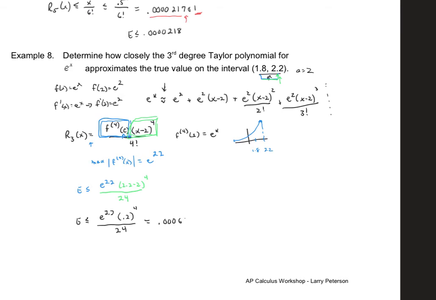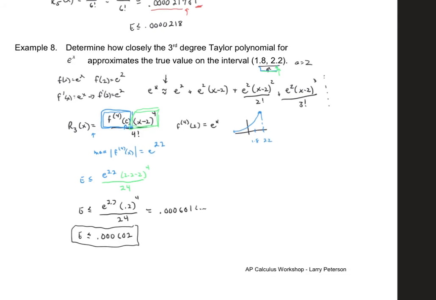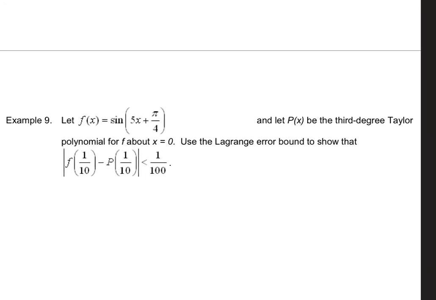It's going to be 601,666 and so on. So we're going to say that that error is going to be less than or equal to, and I'm going to call that, 602. And that we can say with confidence and safety that the error will be less than or equal to that. Okay, let's scroll up and see if we can do another example.